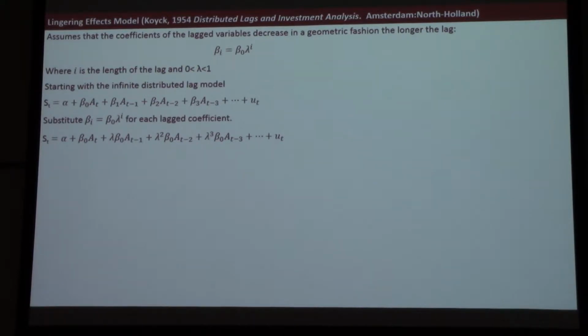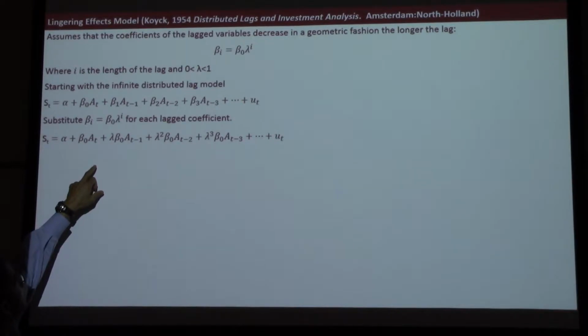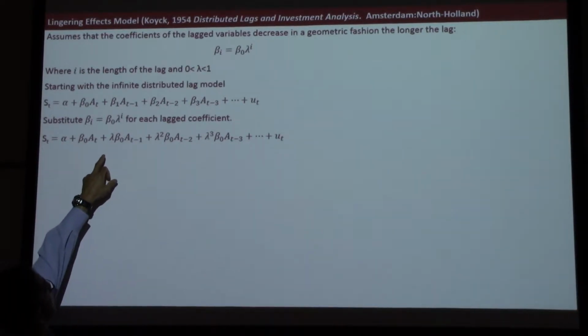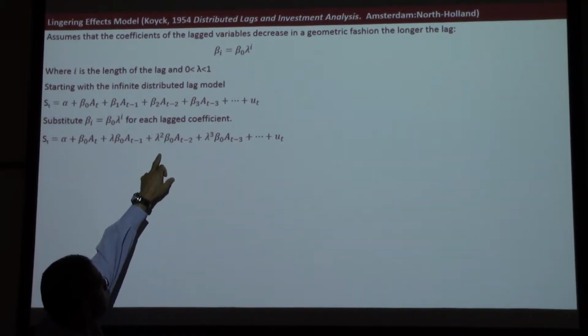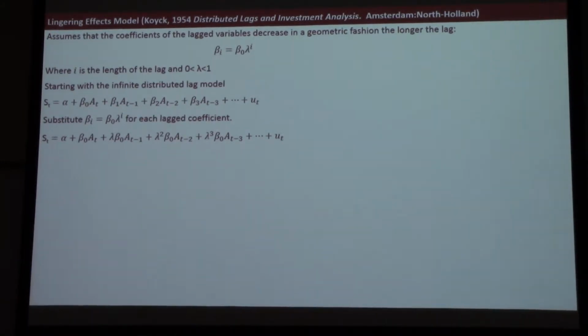And then he says, okay, substitute our lag structure, beta i equals beta 0 times lambda to the i, into each coefficient. So again, i is the length of the lag. So here's, for no lags, this is beta 0 times lambda to the 0, which is 1. So lambda goes to 1. This is beta 0 times lambda to the 1, beta 0 times lambda to the 2, beta 0 times lambda to the 3, and you do that forever, infinitely.